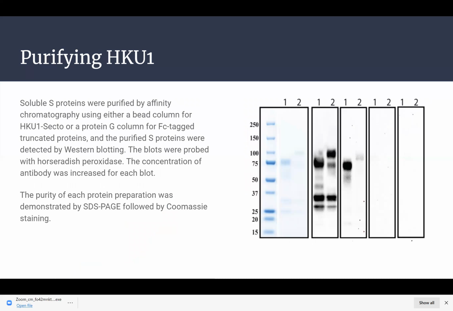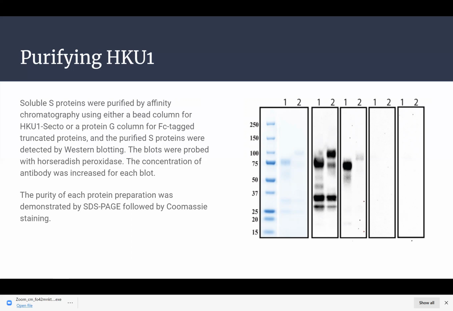So next, we'll be purifying the HKU1. Soluble S proteins were purified by affinity chromatography using either a bead column, which we've talked about before in class, for the HKU1 ectodomain, or a protein G column, which is a little bit different, but the same concept, for Fc-tagged truncated proteins. And the purified S proteins were detected by Western blotting, which can be seen on the right.